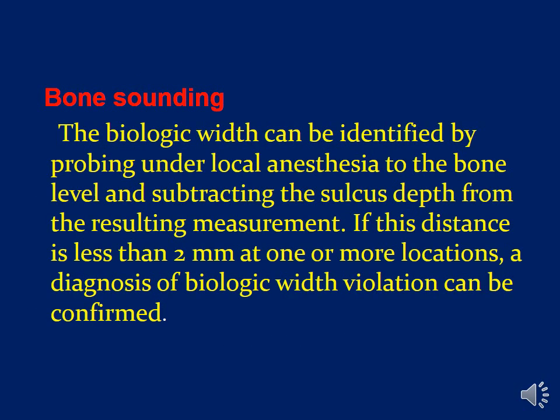How can you evaluate the biological width through bone sounding? The biological width can be identified by using a probe, and we give the patient local anesthesia, touching the bone level and subtracting the sulcus depth from the resulting measurement. If this distance is less than 2 mm at one or more locations, a diagnosis of biological width violation can be confirmed.